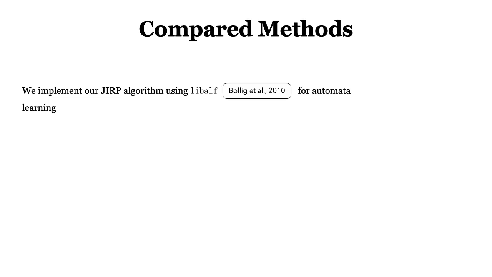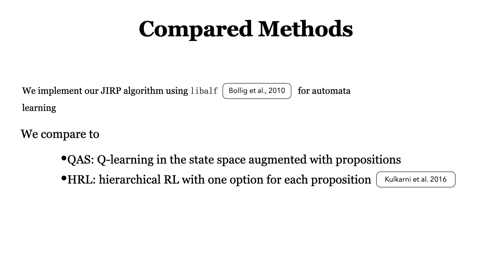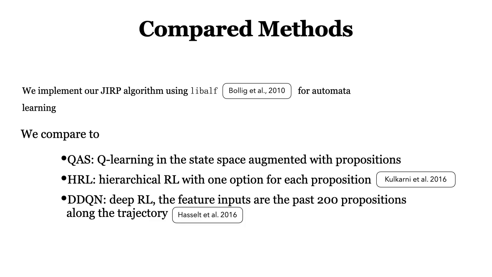In the end, let's see how our method performs and what practical benefits it brings. Our implementation is based on LibAlpha, a SAT-based learning method for minimal DFAs. We compared the presented algorithm to Q-learning in the space augmented with information on whether or not a proposition has been seen, hierarchical reinforcement learning with one option for each proposition, and deep reinforcement learning whose feature input are the past 200 propositions seen along the trajectory.